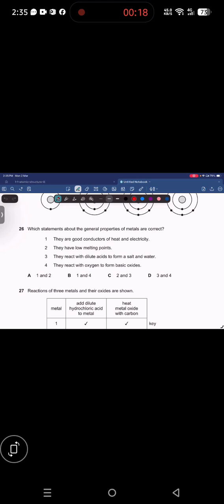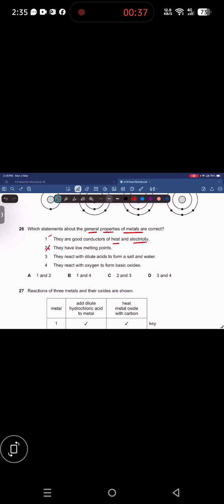We have to check the general properties of metals. They are good conductors of heat and electricity. This one is a correct one. Then, they have a low melting point. This one is wrong. Metals have a high melting point.